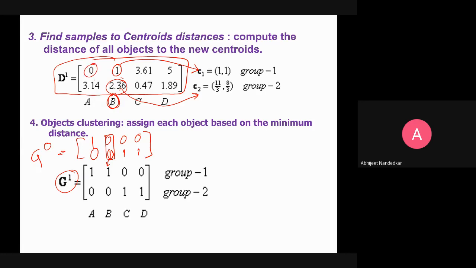This is the minimum distance, so here you will see 1. Then this is the minimum distance, so here you will see 1. And this is the minimum distance, so you will see 1. So for the rest, there is no problem. Only the problem was with sample B.